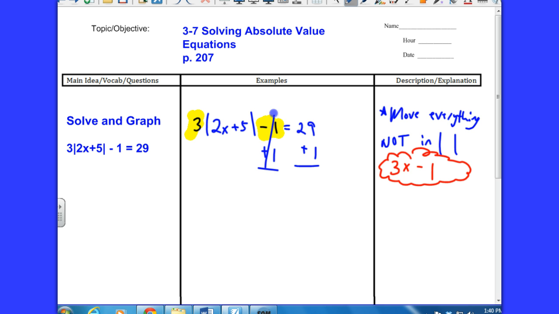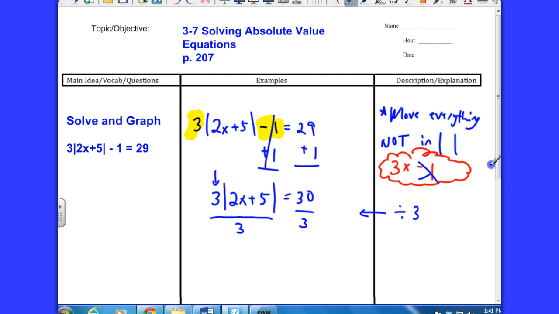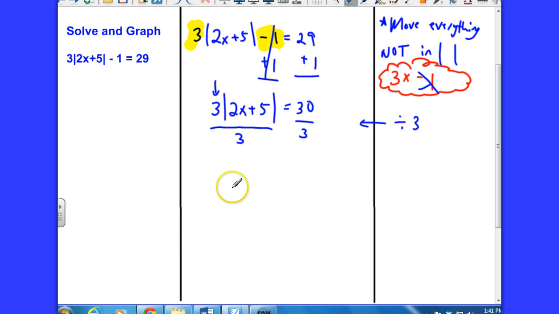Minus 1 plus 1 is 0. That's gone. You have 30 on this side here. Now on the left-hand side, you still have 3 times the absolute value of 2x plus 5. But again, we're picturing this as 3x is equal to 30. And what would you do there? You would divide both sides by 3. You want to note over here, you could put divide by 3. And again, you're dividing by 3 because it's not in the absolute value. So now you get down to the absolute value of 2x plus 5 is equal to 10.